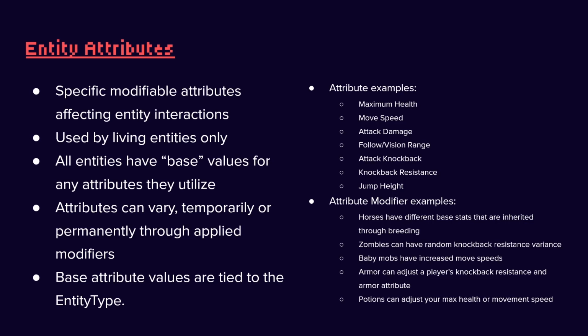And your base attribute values are tied to the entity type rather than the actual entity's class. So some more examples, you got attack damage, their follow range, their knockback resistance, jump height. And a big example of this is horses change their attributes a lot. You can get different horses with different jump heights, that sort of thing. Baby mobs move faster, and potions can mess with your attributes. If you take a potion of absorption, you have a higher max health.